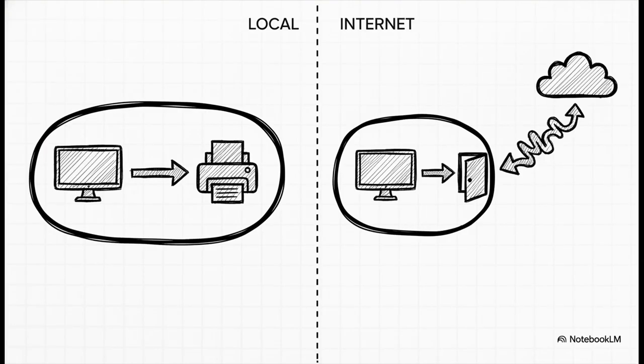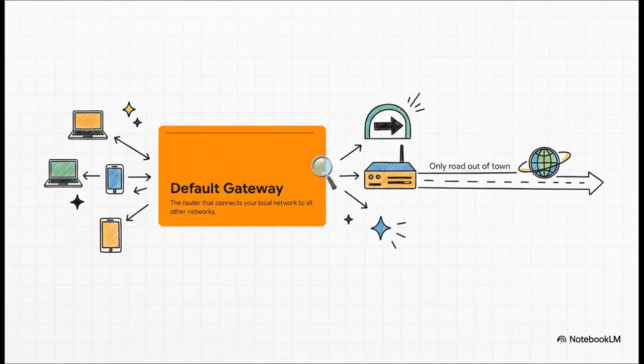Your computer sending a file to your printer, that's a local conversation. They're neighbors, they can talk over the fence. But talking to a website halfway across the world, that's a whole different kind of journey. It needs a very specific exit. And that exit has a special name, the default gateway. For pretty much all of us, this is just our home router.